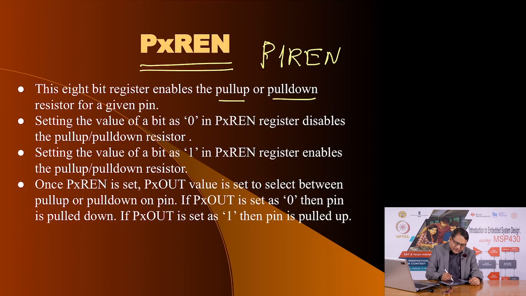Now, if you write a 0 in the PXREN register at an appropriate bit location, it will disable the function of pull up pull down. If you write a 1, it will enable it. If you write a 1, question is, will it become pull up or pull down? The answer is provided by writing an appropriate value into the corresponding bit of the P1 out register. By writing 1 into P1 out at that bit location, it will make a pull up function. If you write a 0, it will become pull down function. That is the meaning of this.